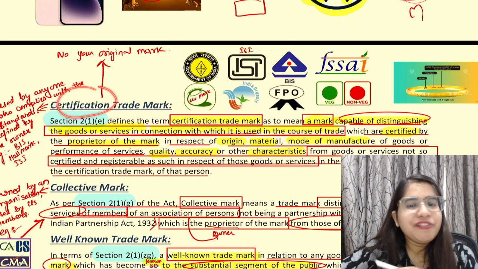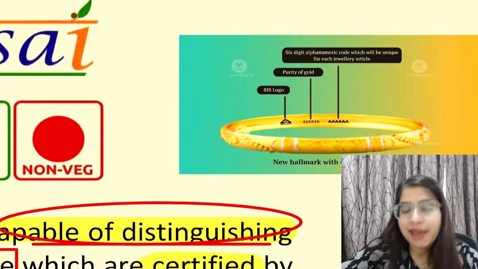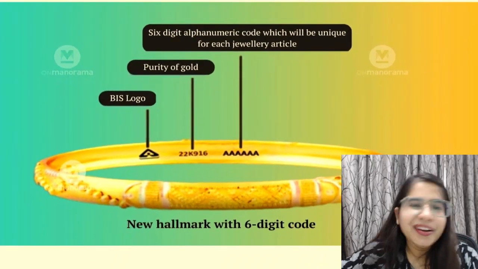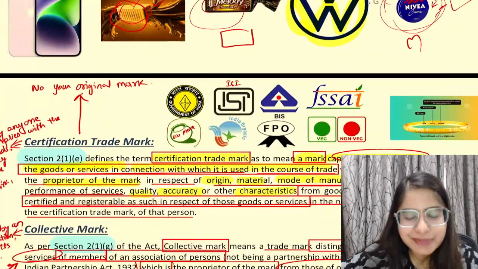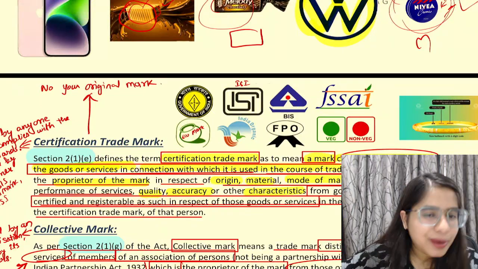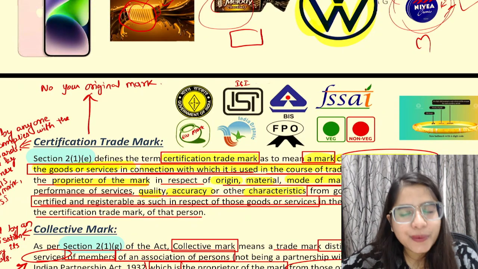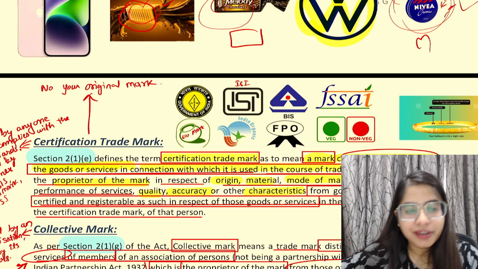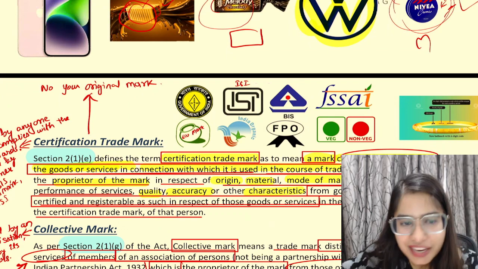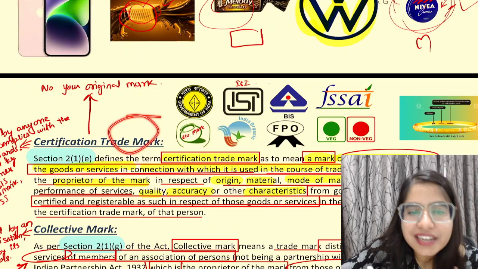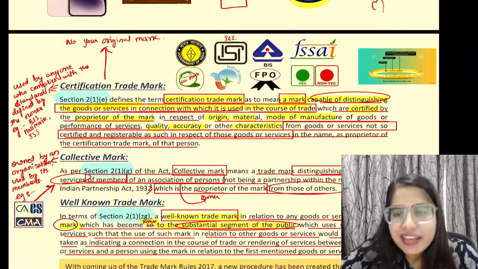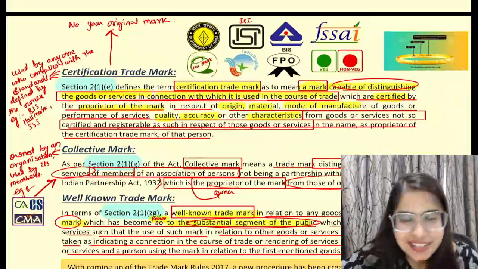Now, let's say I'm selling gold and I'm using this BIS logo and hallmark logo. Am I the owner of this BIS logo, hallmark logo? No, I'm not the owner. The owner is someone else. They are allowing me to use this logo because I comply with their requirements. Please understand what a certification trademark is. It is not my original trademark. I have not taken this trademark. I have not registered this trademark.